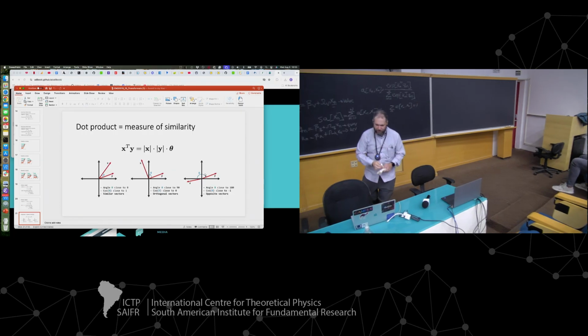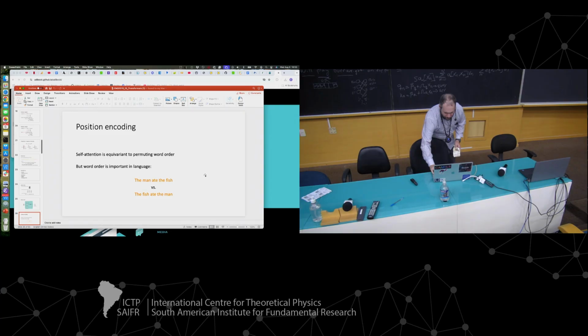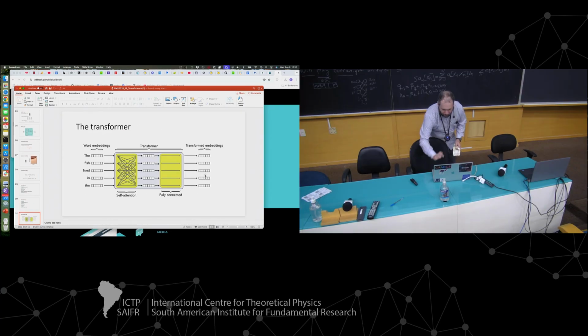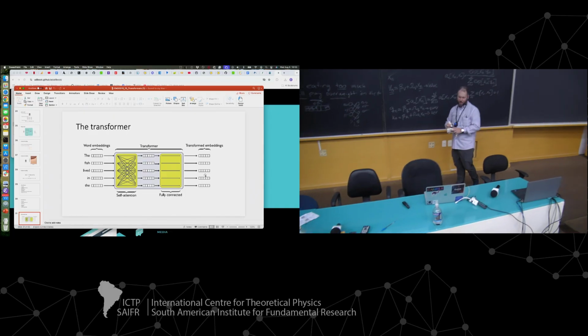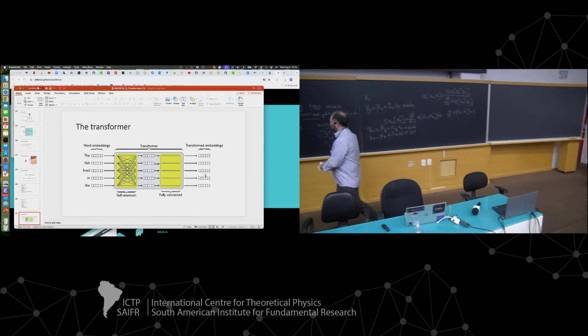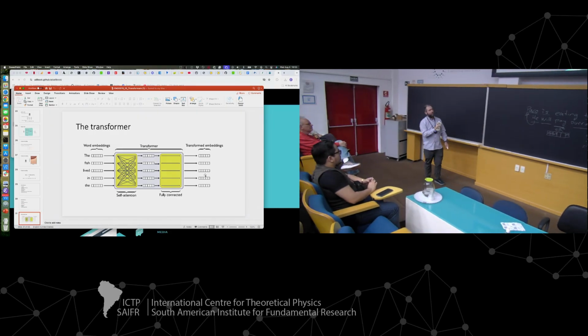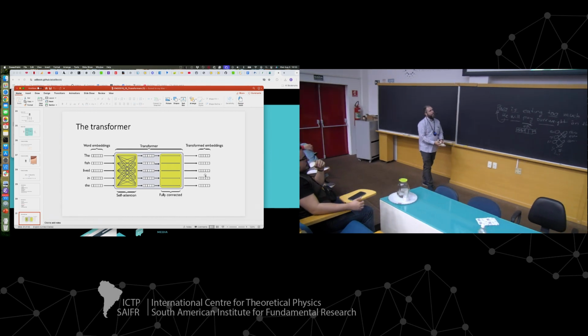So let me see if this is enough to define the transformers. Maybe this is a good time to stop. So I'm going to just mention this is really the transformer architecture. Again, this is very important. It's a completely different architecture than fully connected ones, or, for instance, convolutional neural networks.